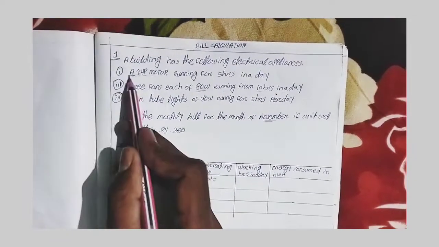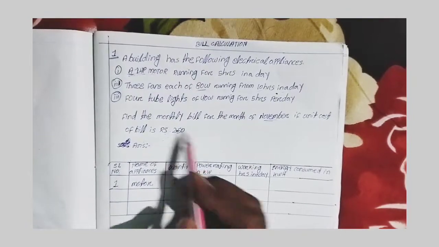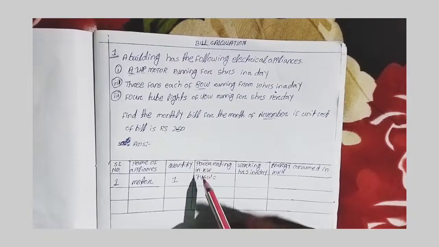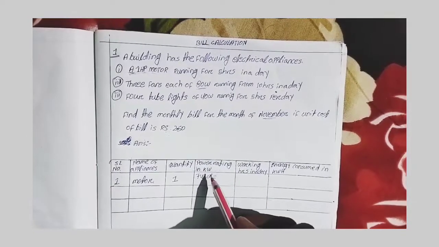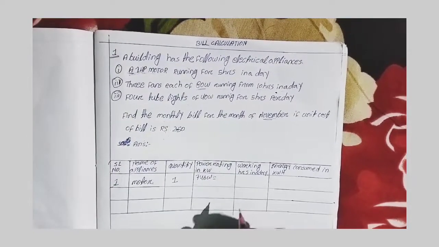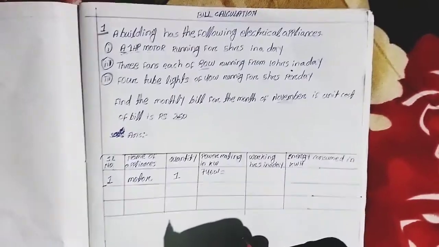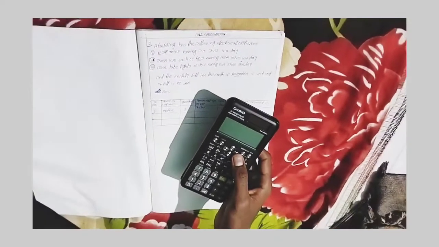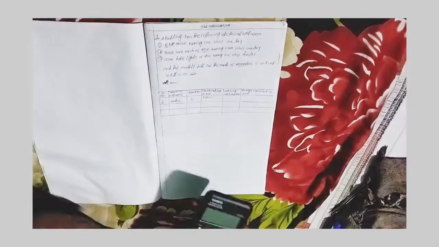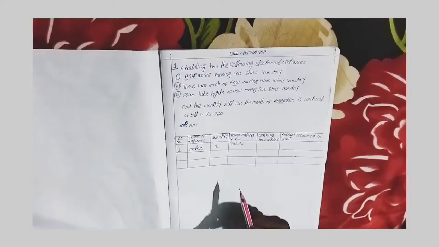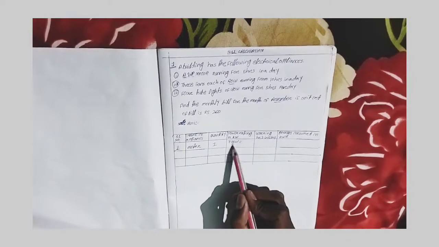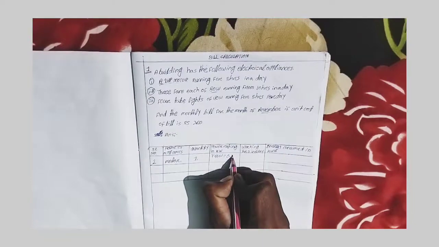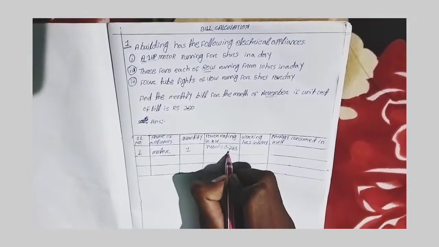Then quantity, 1. Power rating in kilowatt: 1 HP is equal to 746 watt. So 746 watt to convert into kilowatt, by using this calculator we can solve the problems. 746 watt is equals to 0.746 kilowatt.